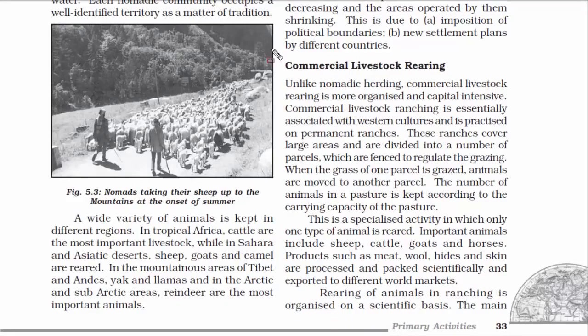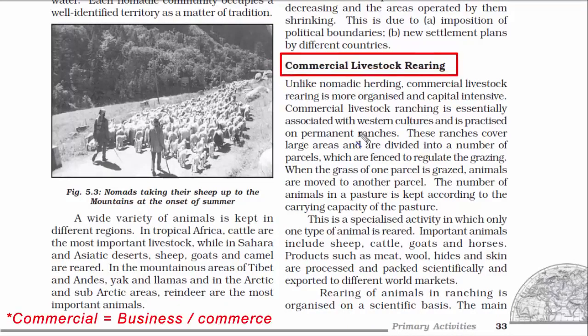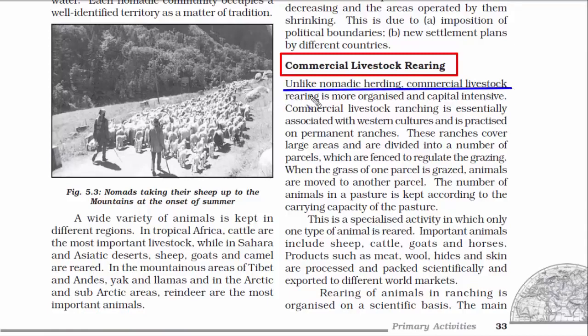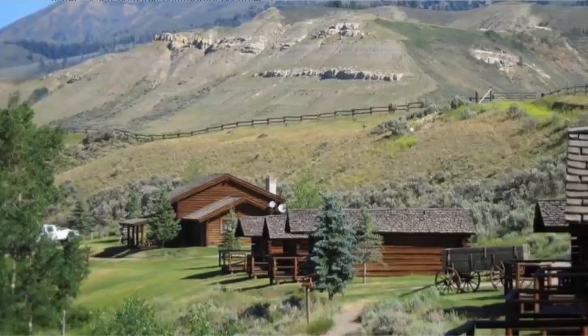The next subtopic of pastoralism is commercial livestock rearing. Whenever the word commercial comes, it means engaging in some sort of business or commerce where the intention is to make profit. So commercial livestock rearing is rearing animals for business purposes or making profit out of it. It is very capital intensive, meaning a lot of money is involved in setting up infrastructure, caring for animals, production, etc. It is a fully fledged business model, and it is very common in Western societies.